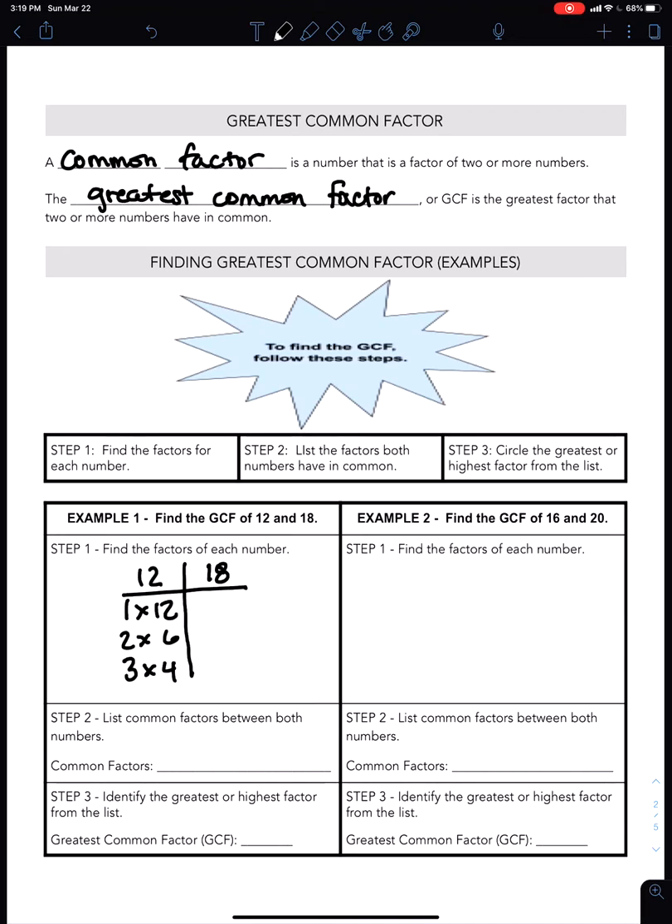Let's go to 18 and do the same thing. We say 1 times 18. We say 2 times 9.